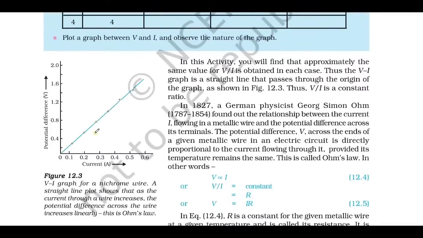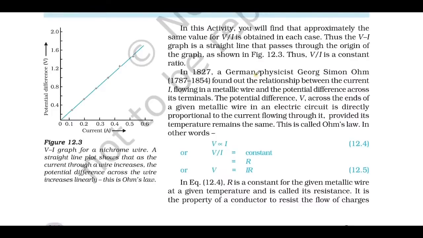Now, the important definition of Ohm's law. In laws you cannot change anything; you need to write it as it is in the textbook. Ohm's law states that the potential difference V across the ends of a given metallic wire in an electric circuit is directly proportional to the current flowing through it, provided its temperature remains the same. This is called Ohm's law. The simple definition is V is directly proportional to I.